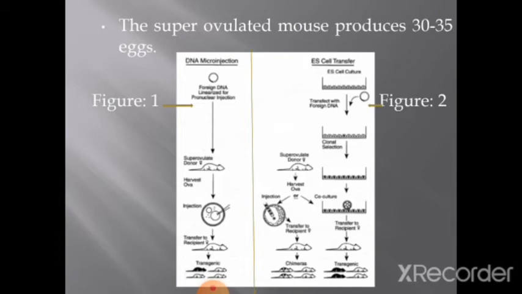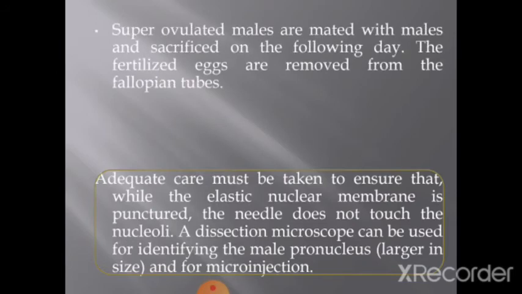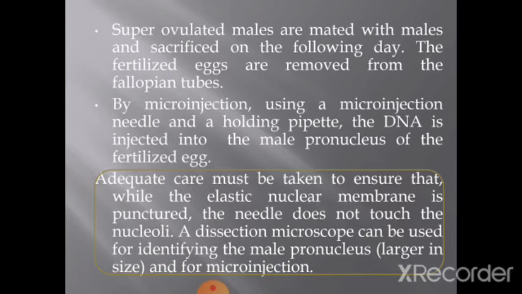Another method I will teach you a little later. Now, this method has its own limitations. Here again I have described the procedure: superovulated females are mated with males and sacrificed on the following day. The fertilized eggs are removed from the fallopian tube. Same thing I have taught you. Then by microinjection, you will incorporate the DNA of your choice. You will take enough care not to puncture the nucleoli.